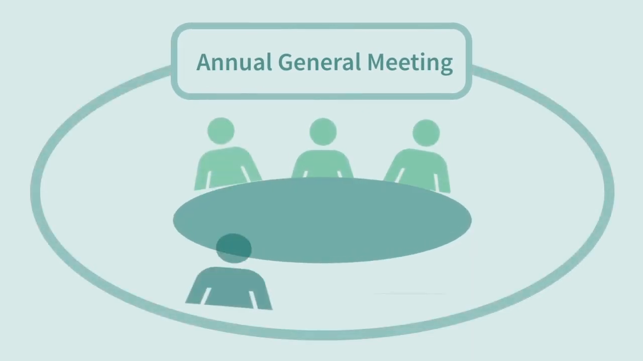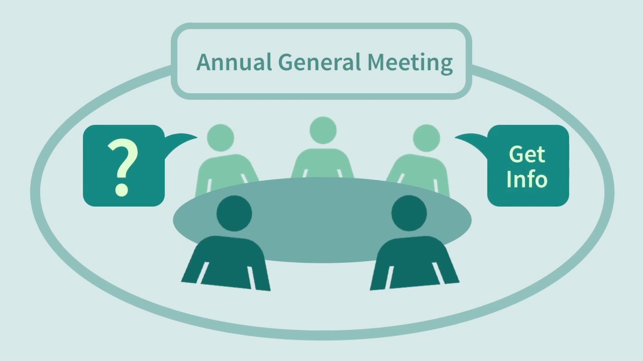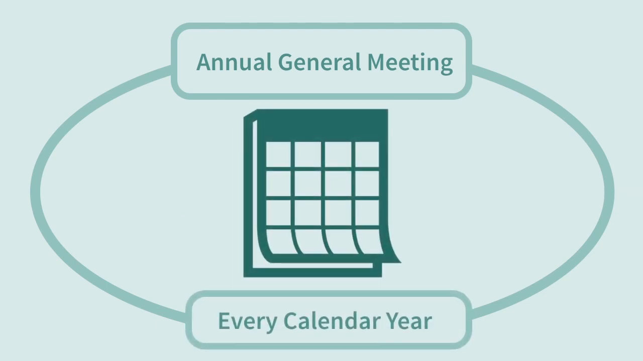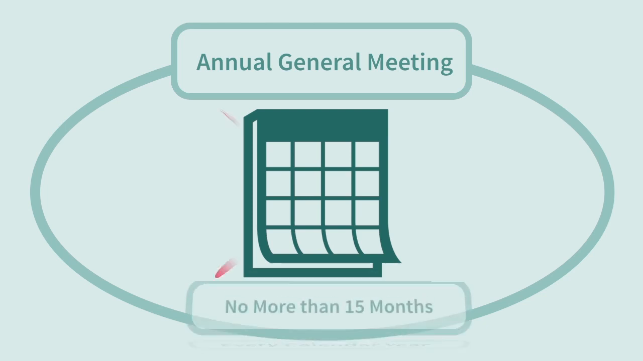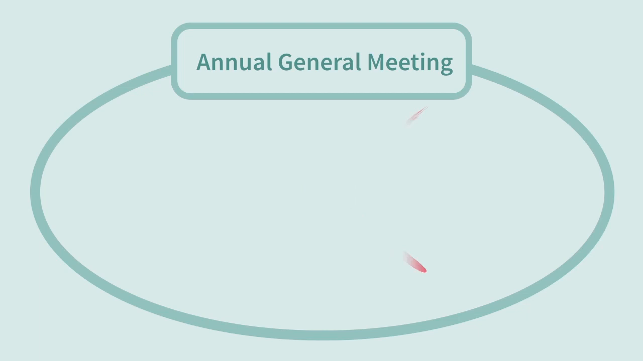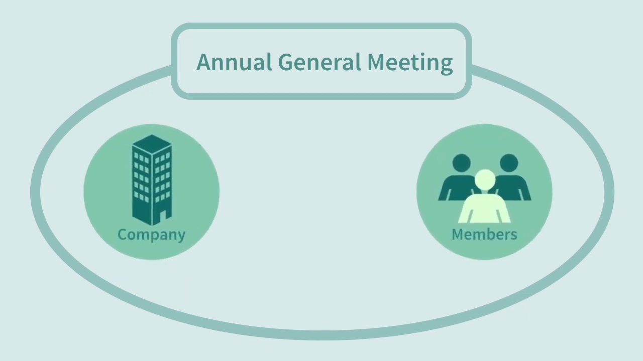An annual general meeting is a meeting of members of a company at which the members can ask questions and get information about the company. A company must hold an annual general meeting every calendar year. The length of time between one annual general meeting and the next cannot be more than 15 months. The company must send the notice that an annual general meeting will be held with at least 21 days' notice.